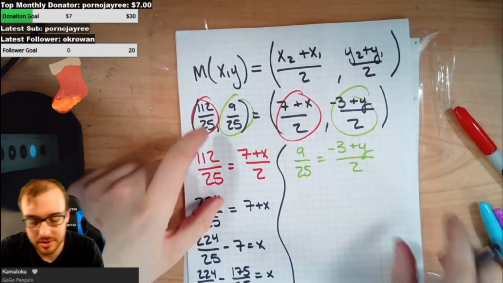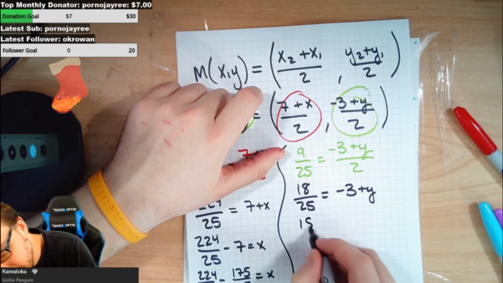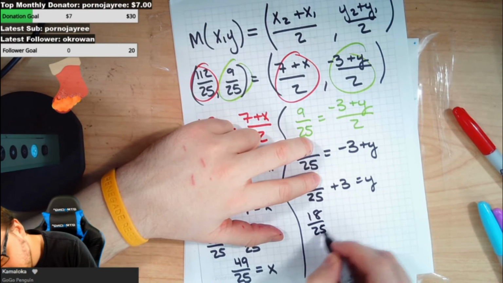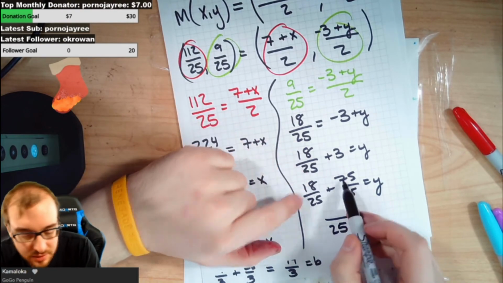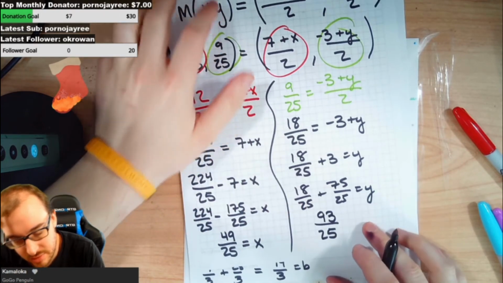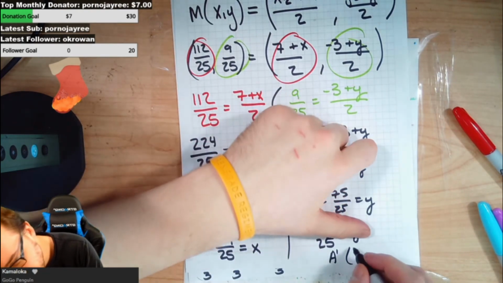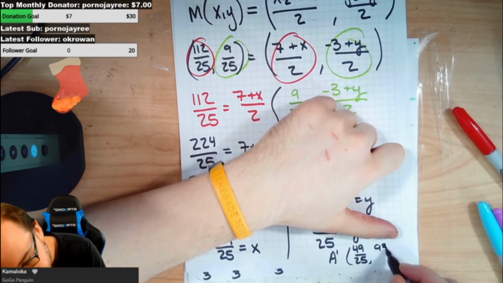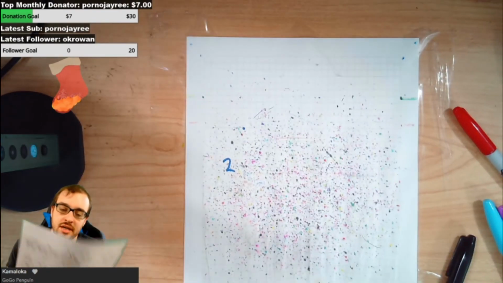Over here, when I double everything, much easier math, 18 25ths. When I add 3, that's the same thing as adding 75 25ths. So altogether, I'm going to get 75 plus 10 is 85, plus 8 is 93 25ths. So in total, A prime is going to be at 49 25ths. That's just under 2, right? 50 divided by 25 is 2. And 93 over 25, which is just under 4. So just under 2, just under 4 is where A prime is going to be.